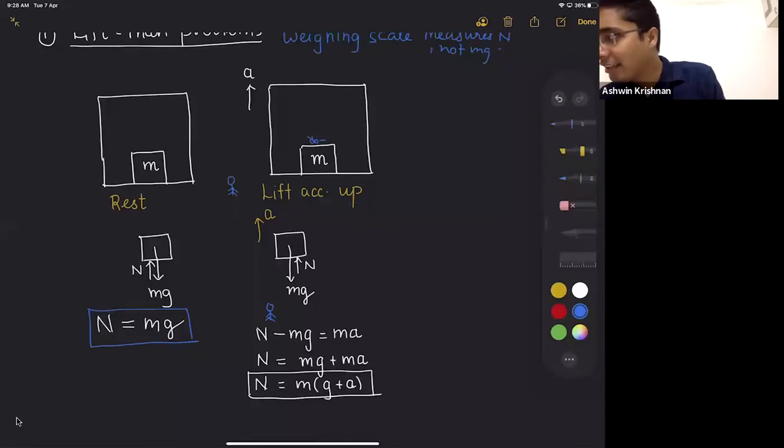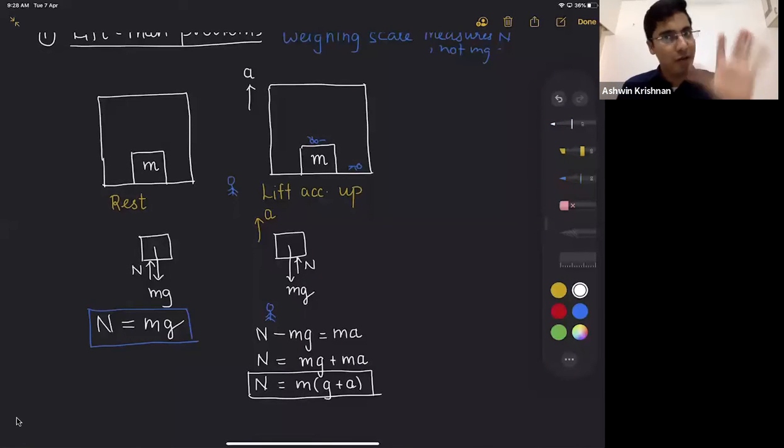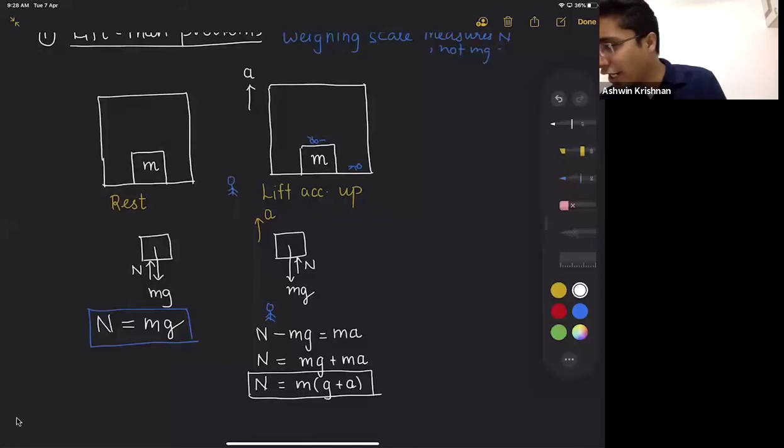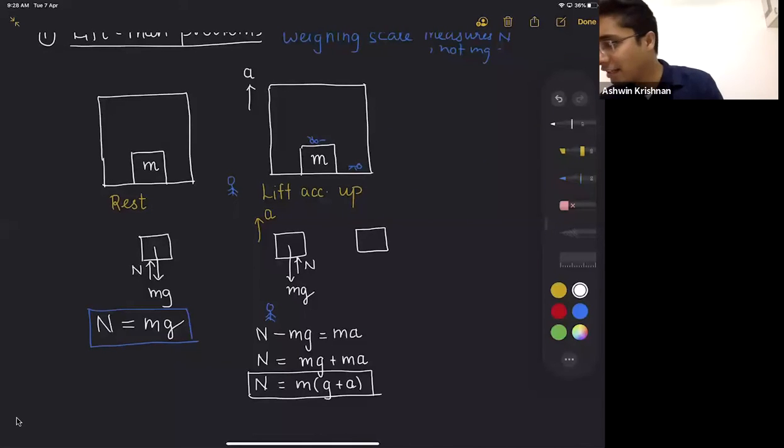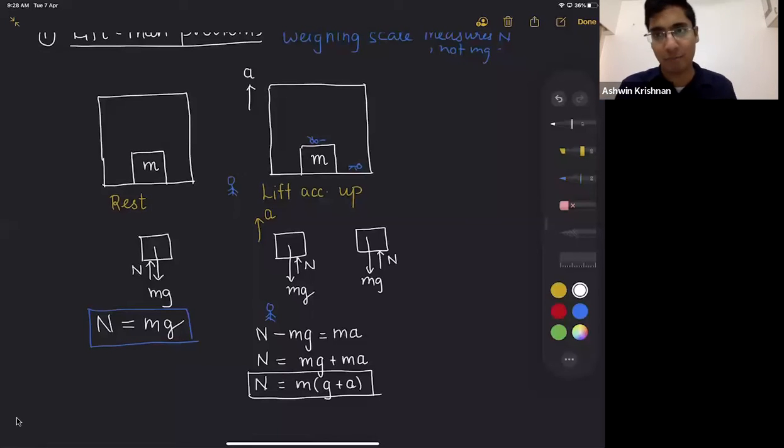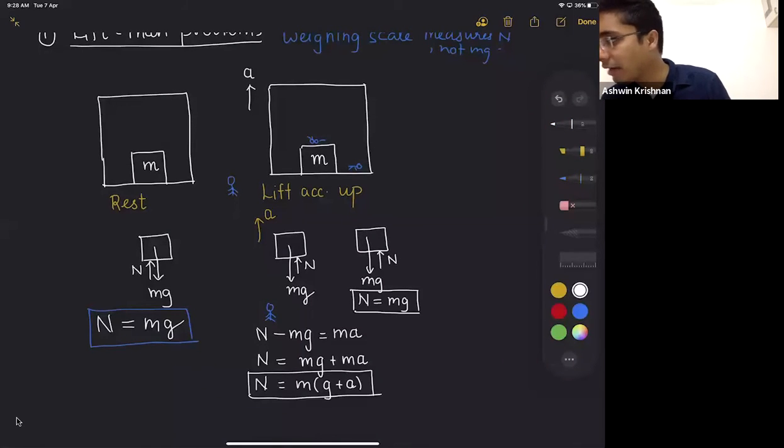Now for the ant sitting in the lift, right next to you, the ant is also moving with acceleration a. You are also moving with acceleration a. So according to the ant, what will it see? It will just see one force N and mg, because according to the ant sitting right next to you, you are not accelerating, since both of you are accelerating at a. So for the ant, N is mg.